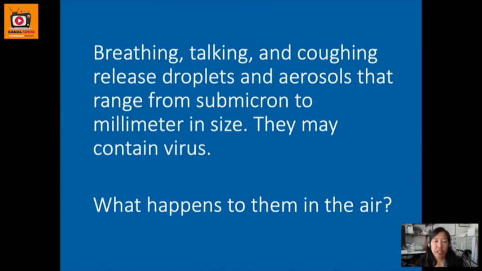So we have seen that breathing, talking, and coughing release droplets and aerosols that range from submicron to millimeter in size. They may contain virus. We'll hear more about that later. What happens to them once they're in the air?